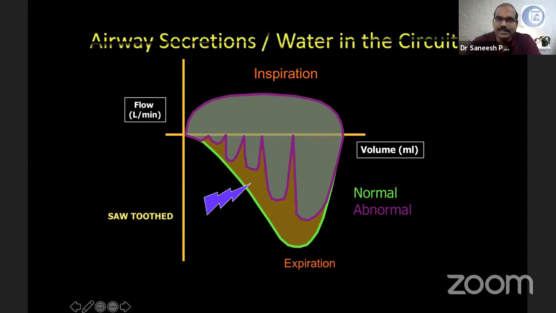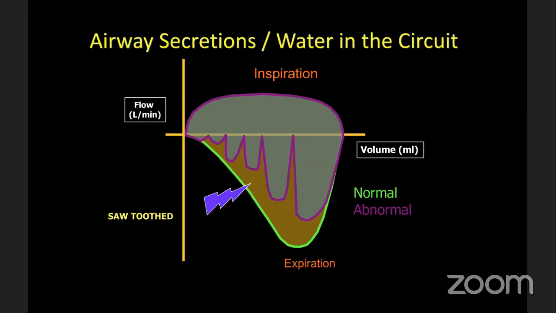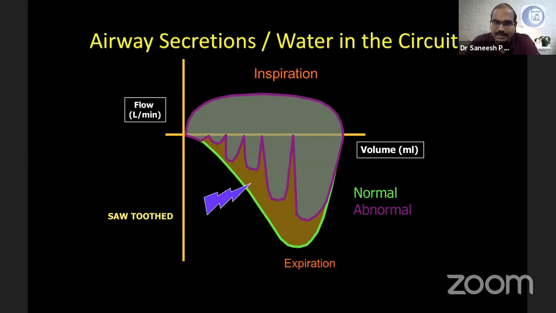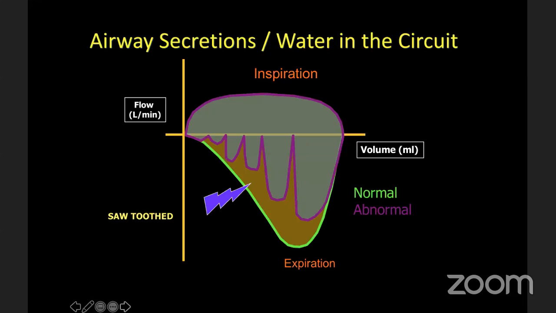Airway secretions or water in the circuit when you have an HME in the circuit, and sometimes when you have a heated humidifier also, you'll find the circuit filled with water and oscillating along the breath cycle. So you will find the sawtooth appearance in the exhalation part of the flow volume loop. Okay, so clear? Any more doubts? We are here to clarify. No, sir.